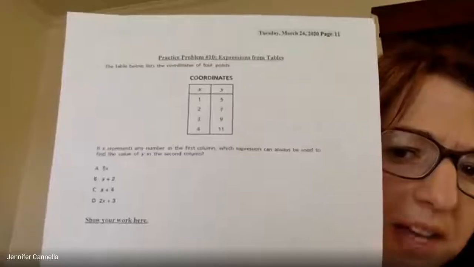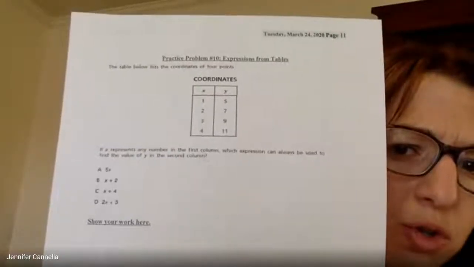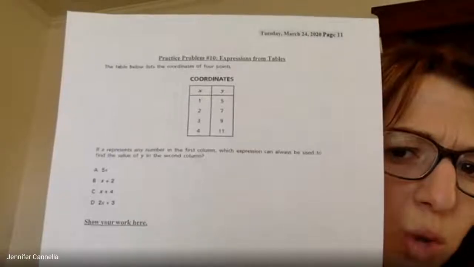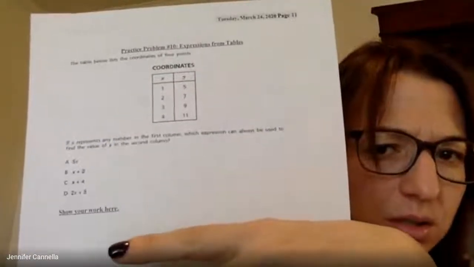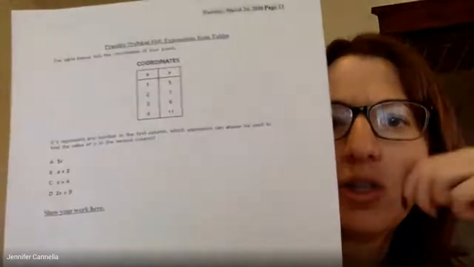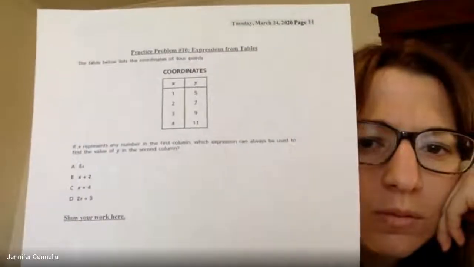Page 11. It looks like this paper. You have to figure out which expression will make this table true. So you're going to substitute all the values in for x. Does anyone have any idea how to do this, or do you need me to show you? Do I need to show you? Okay. I'm going to start with D.